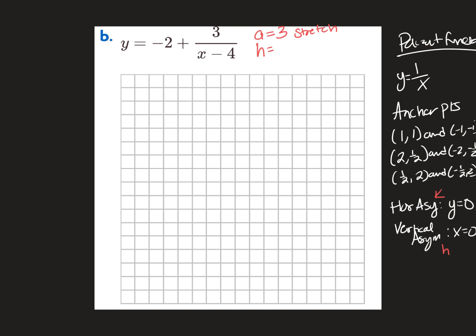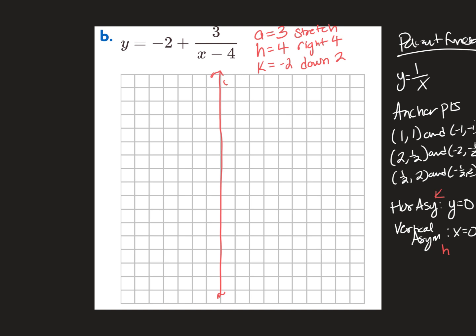No, our h is what's attached to the x. It's 4 because it's -4, so it's going to be +4. And that means it's going to go to the right 4. And then our k value is -2, so what does that mean? Down 2. Okay, so I'm going to draw my x and my y axis.